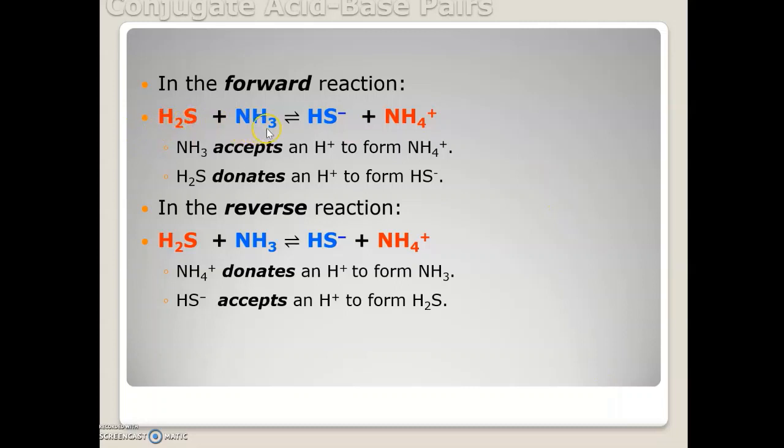H2S plus NH3 produces HS minus and the ammonium ion. This is a reversible reaction because we look at this reversible arrow. If we consider the forward reaction, ammonia accepts H plus from H2S and ammonia forms ammonium, while H2S donates its H plus to ammonia and H2S turns to HS minus.